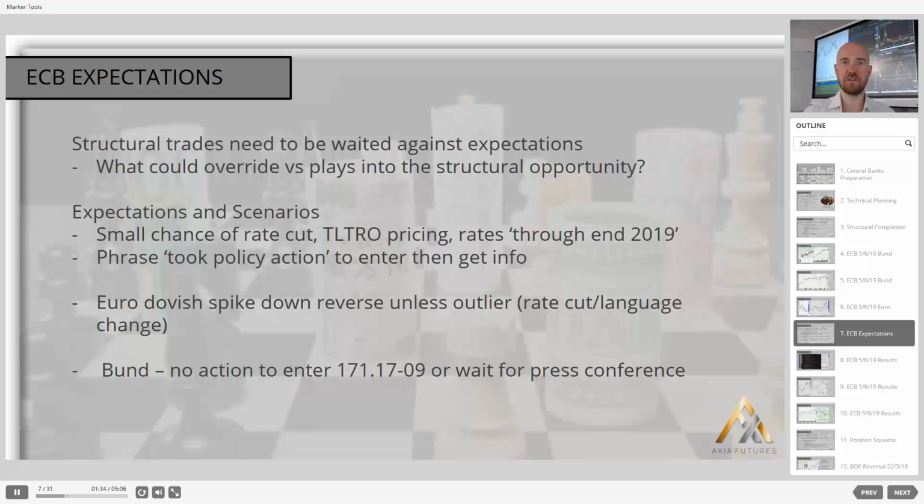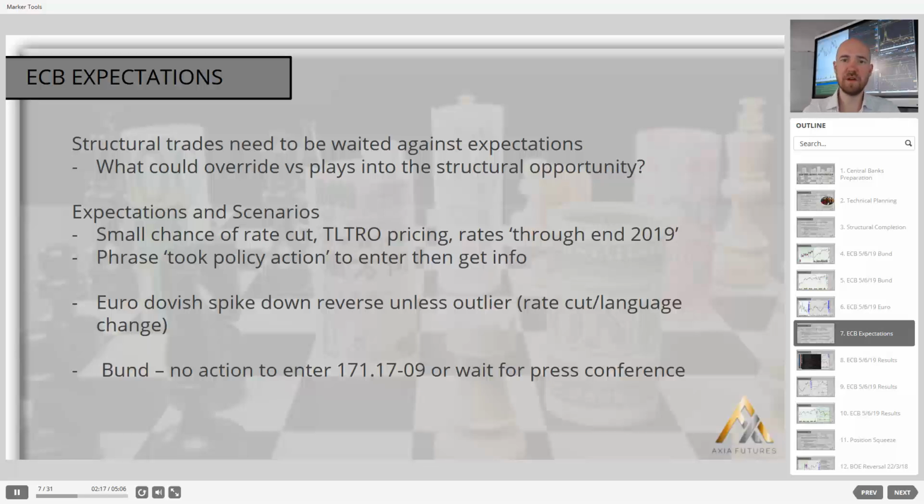They just started a new TLTRO, and this TLTRO was going to have the details of it published at the June meeting. That was the main expectation, and it was a lot of focus around the details of this. Anything else is a relatively small chance of a rate cut, possible change to language. So their new language reference was that rates would stay at present levels through the end of 2019. There was a possibility that this gets changed to through spring, H1, H2 of 2020.